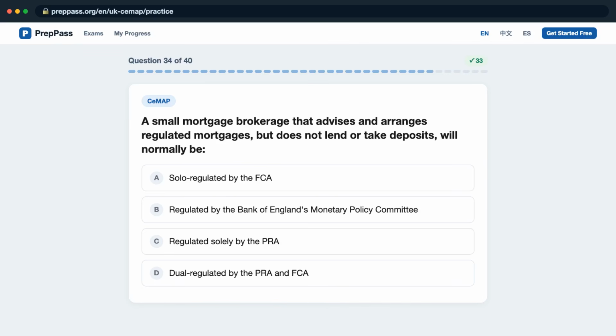Question 34. A small mortgage brokerage that advises and arranges regulated mortgages, but does not lend or take deposits, will normally be, is it A, solo regulated by the FCA? B, regulated by the Bank of England's Monetary Policy Committee? C, regulated solely by the PRA? D, dual regulated by the PRA and FCA?